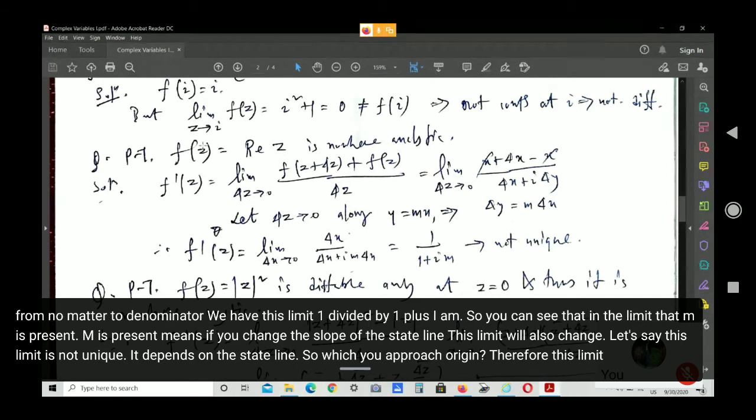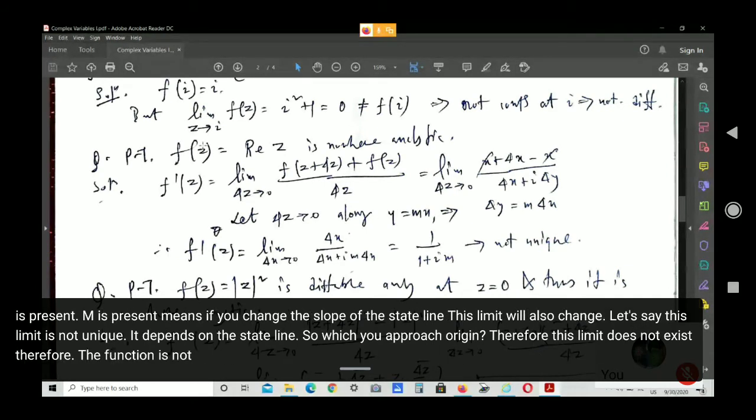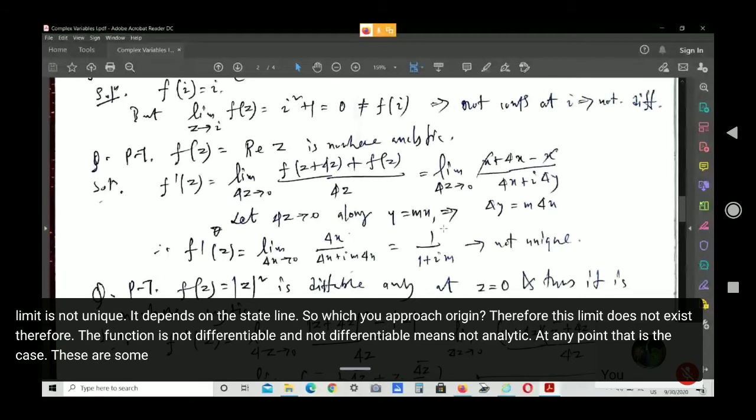Therefore, this limit does not exist. Therefore, the function is not differentiable. And not differentiable means not analytic at any point. So that is the case. These are some standard techniques while proving a function is not differentiable or not analytic.